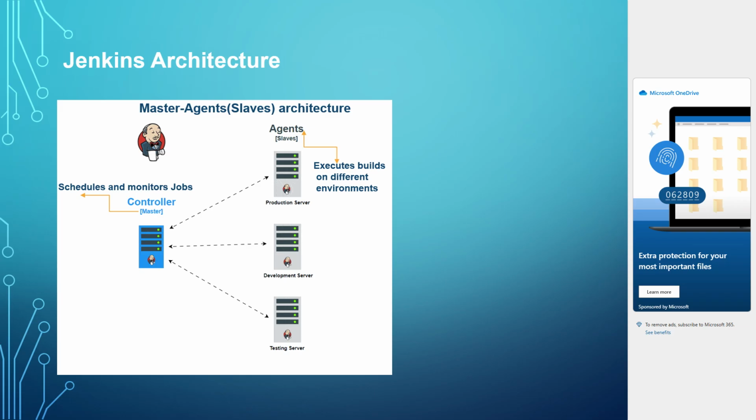While there could be many agents, here in this diagram we have 3 agents: one for production server, one for deployment server, and one for testing server, and each agent executes builds on a different environment. The production agent would execute the build on the production server. Similarly, development and testing can do the same.